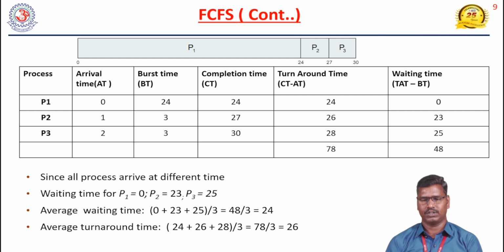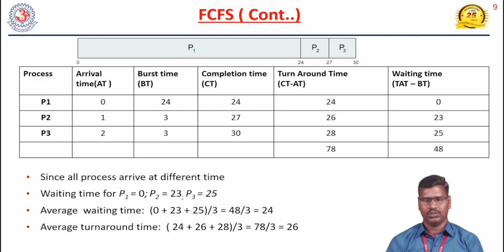So that waiting time is 0 based on the formula, which is turnaround time minus burst time. Turnaround time for P1 is 24 and burst time is 24, so 24 minus 24 is 0. Next, for P2 the waiting time is 26 minus 3, that is 23. And P3, 28 minus 3, is 25.